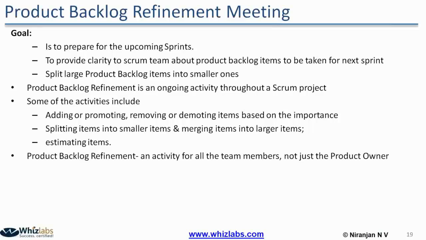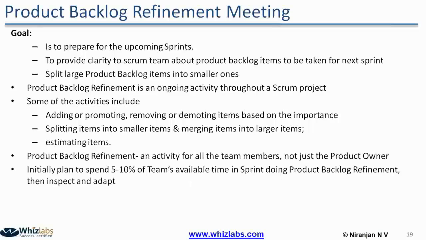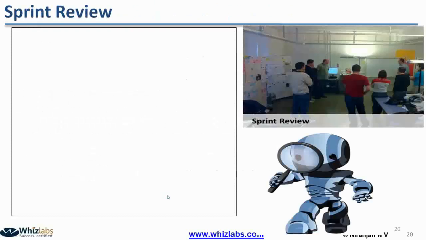Here the product owner also participates. Approximately, a team can spend 5 to 10% of their available time in the sprint on product backlog refinement. This is a rough guideline. Then what else? The next meeting is the sprint review.